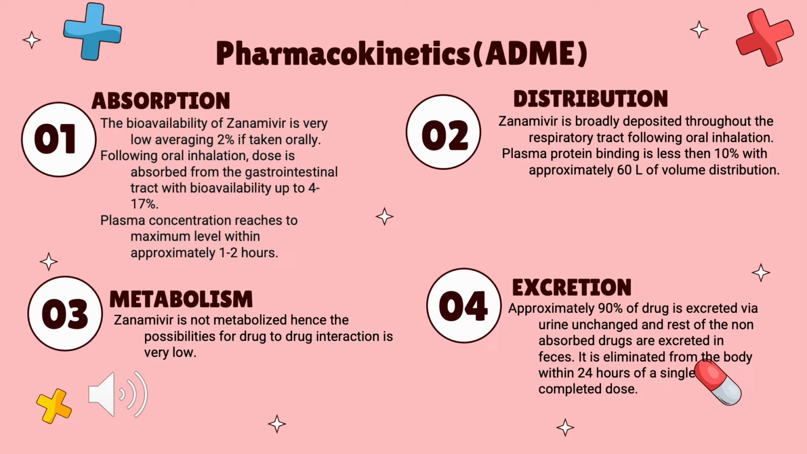Moving on to distribution, the drug is broadly deposited throughout the respiratory tract following oral inhalation. Plasma protein binding is less than 10% with approximately 60 liters of volume distribution. Interestingly, Zanamivir is not metabolized, hence the possibilities for drug-to-drug interaction is very low. At the last, excretion, approximately 90% of the drug is excreted via urine unchanged, and the rest of the non-absorbed drug is excreted in feces. It is eliminated from the body within 24 hours of a single completed dose.